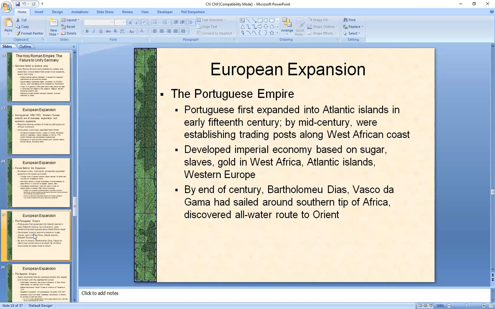The Portuguese first expanded into the Atlantic islands in the early 15th century, but by mid-century were establishing trade posts along the West African coast. They developed an imperial economy based on sugar and slaves, also gold in West Africa, the Atlantic islands, and Western Europe. Also, we have two Portuguese who sailed around the southern tip of Africa and discovered an all-water route to the Orient. That would be Bartholomew Diaz and Vasco da Gama.